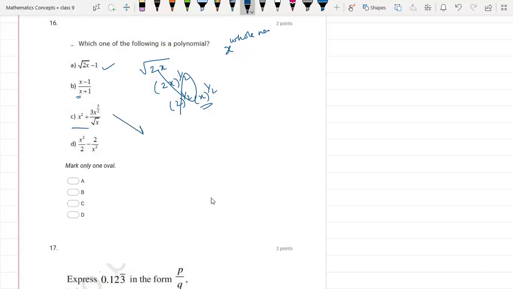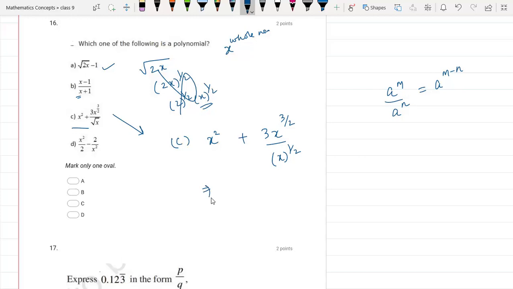Although it looks like it is not a polynomial, still let's check. x square plus 3x power 3/2 upon root x. Root x can be written as x power 1/2. We know that if there are the same numbers in the numerator and denominator with different powers, the answer is a power m minus n. It is a property of exponents and powers, so we can use that over here.